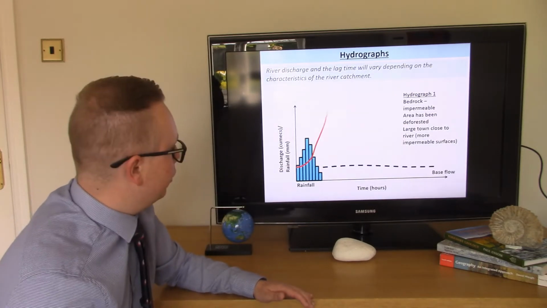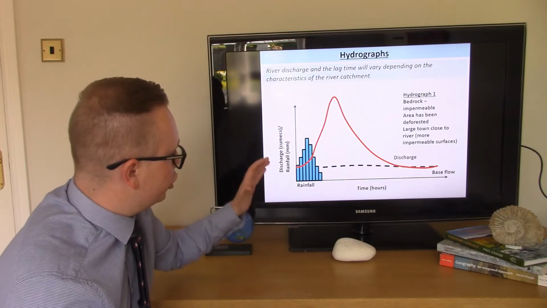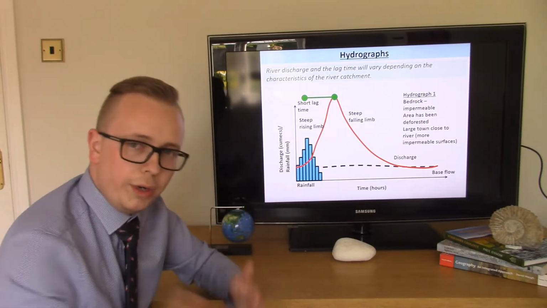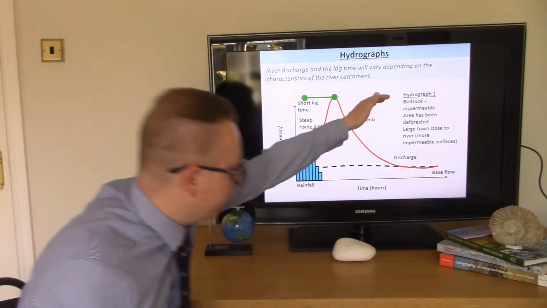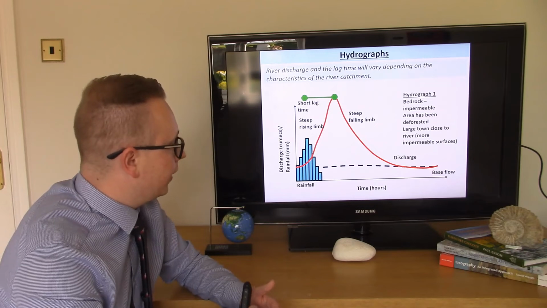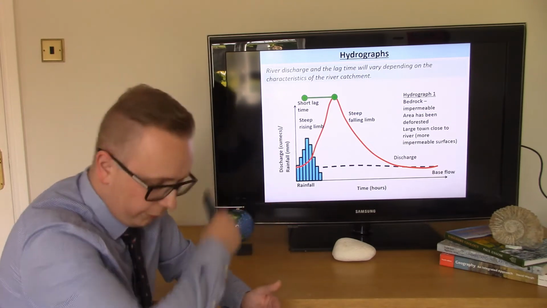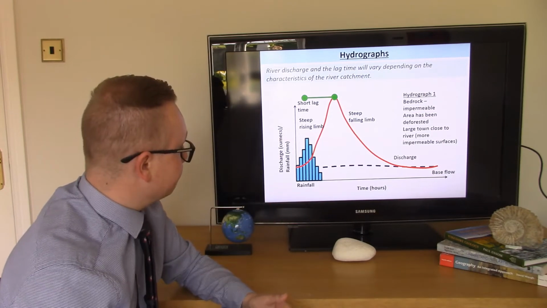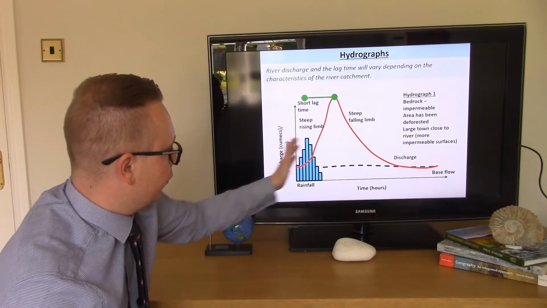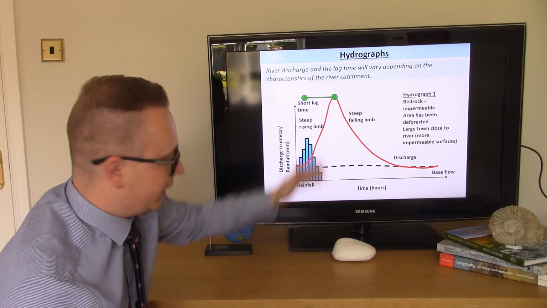So this river is going to have steep rising limb and a steep falling limb. The water's running off the land very quickly, all these characteristics leading to that, causing the water level to reach the river very quickly and also therefore to pass through the system very quickly. And we've also got a very short lag time, so it didn't take long for that water to reach its maximum in the river.